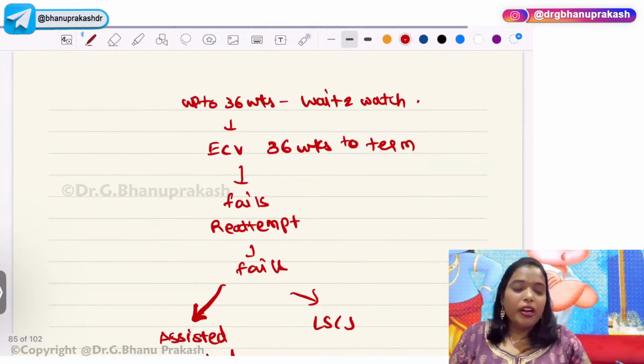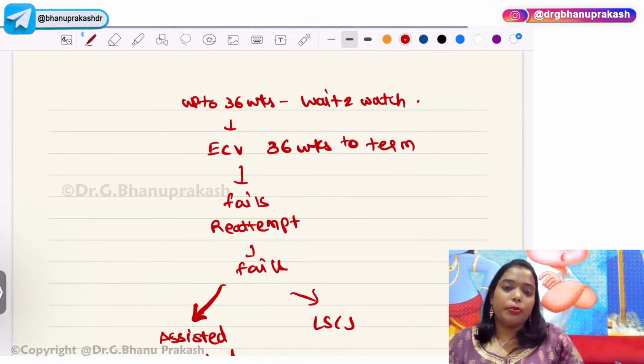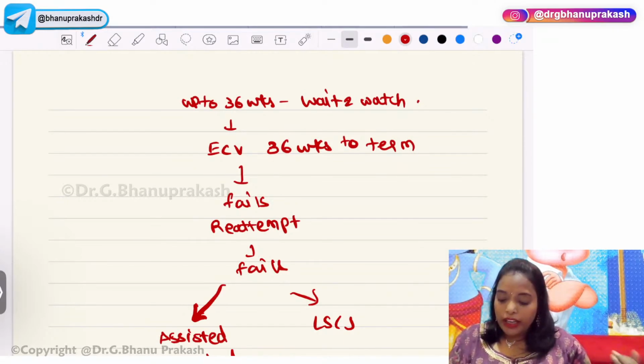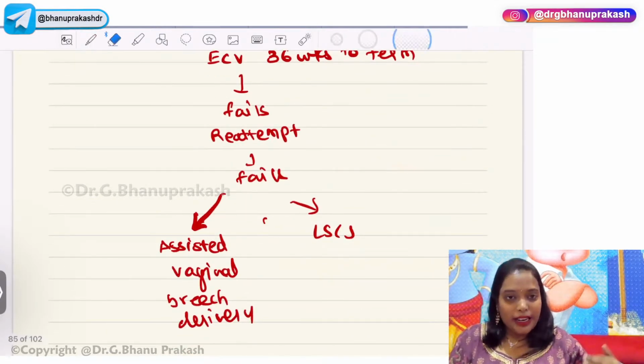So always remember, up to 36 weeks, you can wait and watch for the breech to rotate by itself. After 36 weeks, from 36 weeks to term, you'll do external cephalic version. If that fails, then you reattempt it. If it fails again, then you can go for assisted vaginal breech delivery or LSCS.